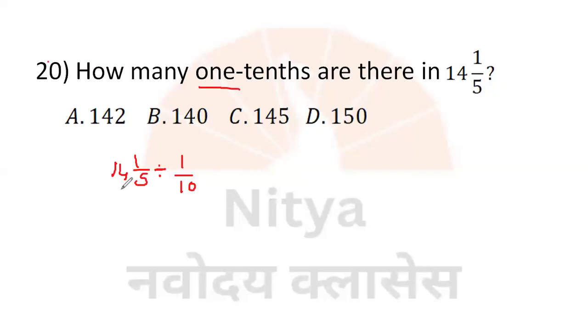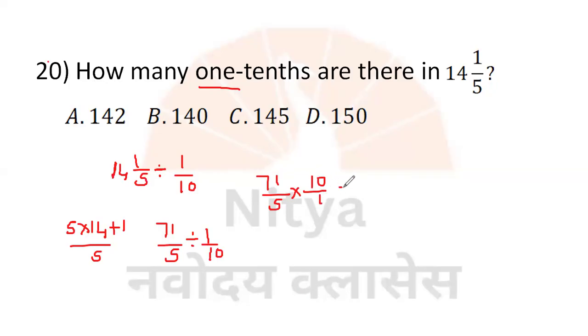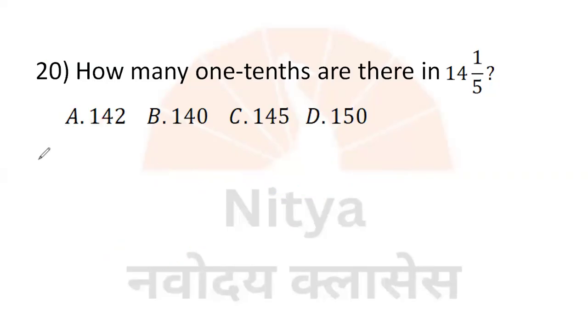First of all, we have to convert this mixed fraction into an improper fraction. 14 fives are 70, plus 1 is 71, so 71/5 divided by 1/10. We know we have to take the reciprocal of the second fraction, so 10/1. 5 ones are 5, 5 twos are 10. 71 times 2 is 142. So 142 is the answer, option A. Okay, next.